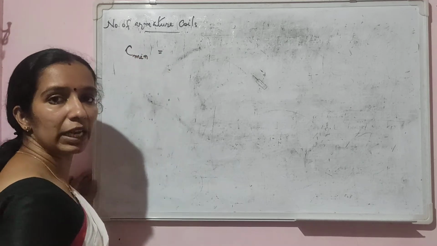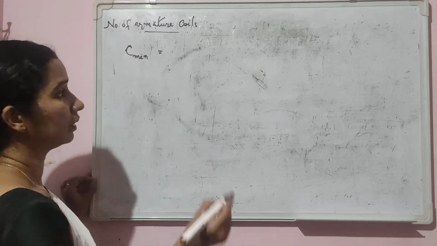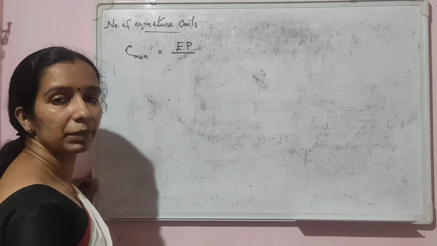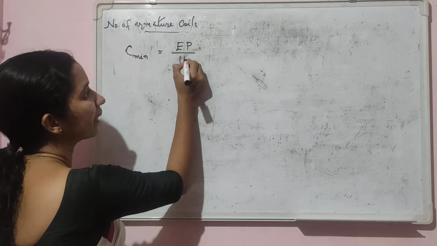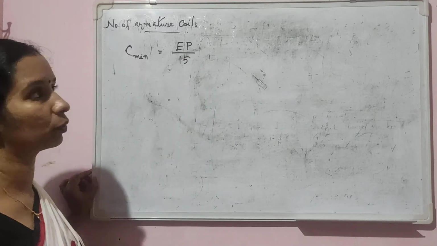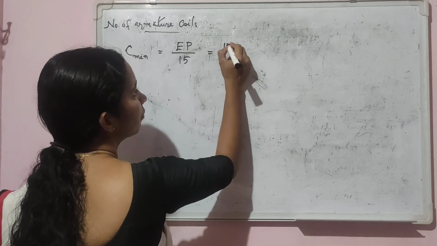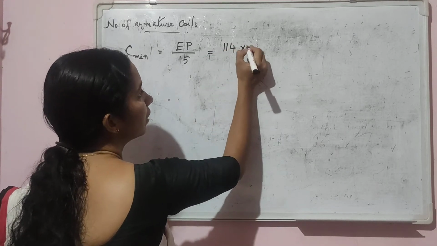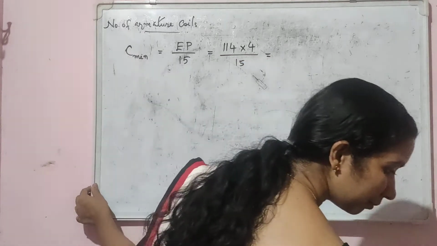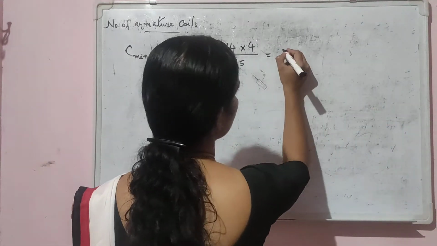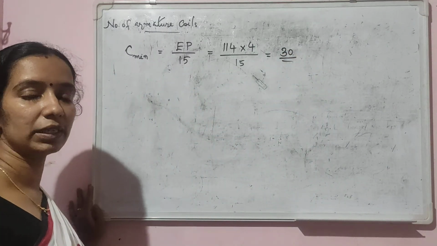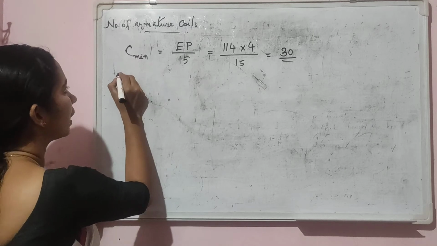There is a minimum value for number of coils required, and we have already studied that equation. Minimum number of armature coils required is EP divided by 15, where E is the induced EMF, P is the number of poles. So we have induced EMF in this case as 114, number of poles as 4 divided by 15. So you will get the value of minimum number of coils as 30. Okay, so this is the minimum number of coils required. Now let us calculate the number of armature coils.